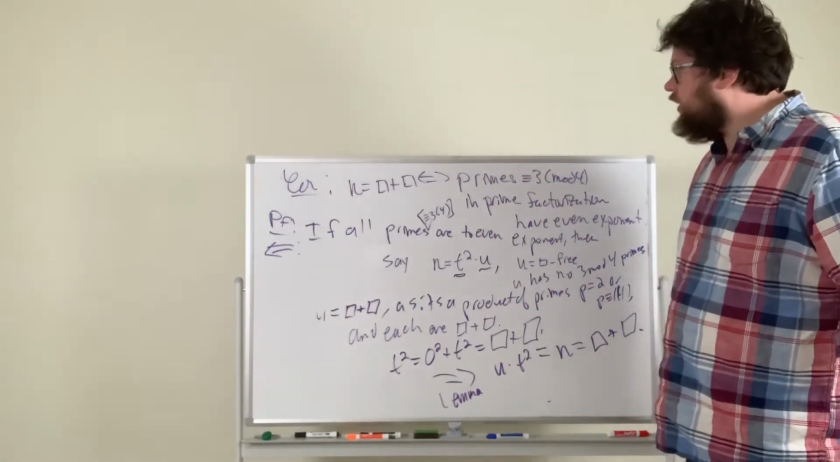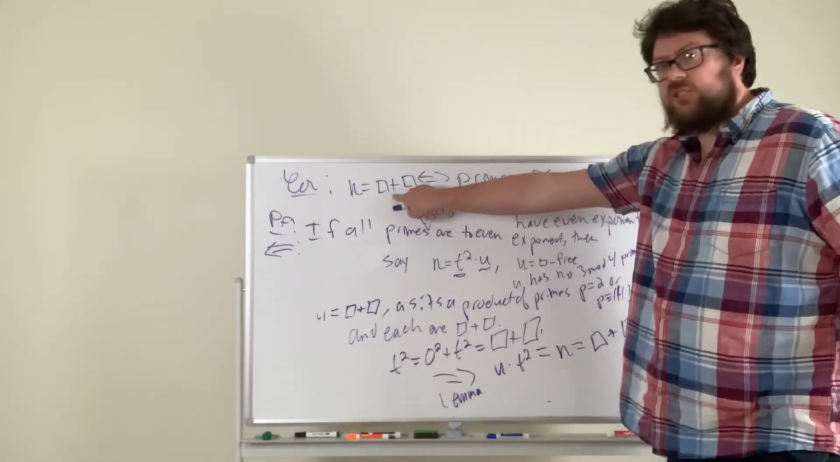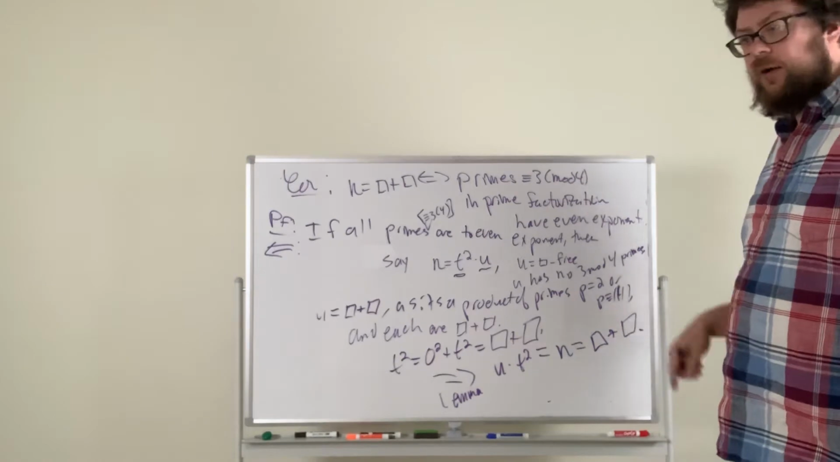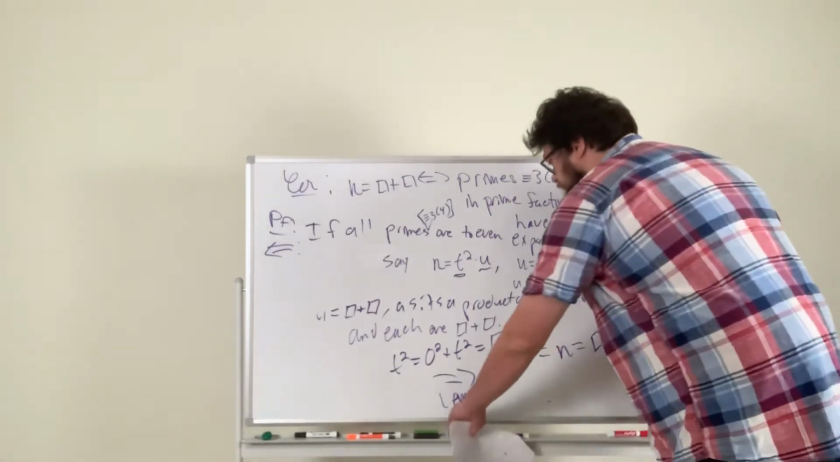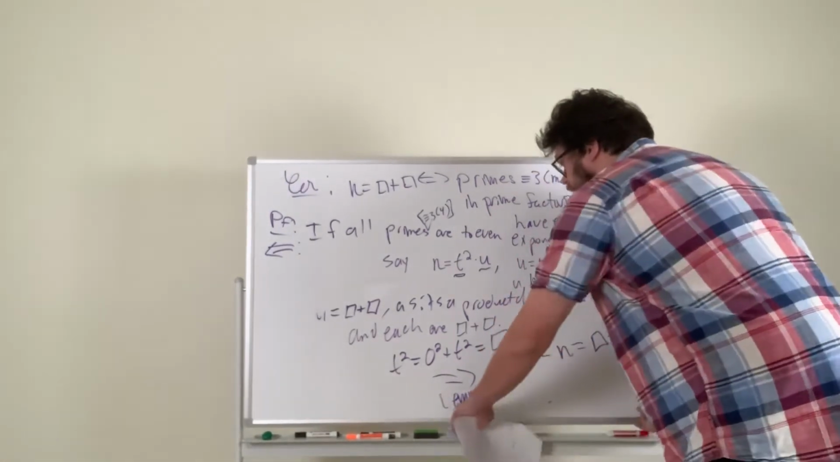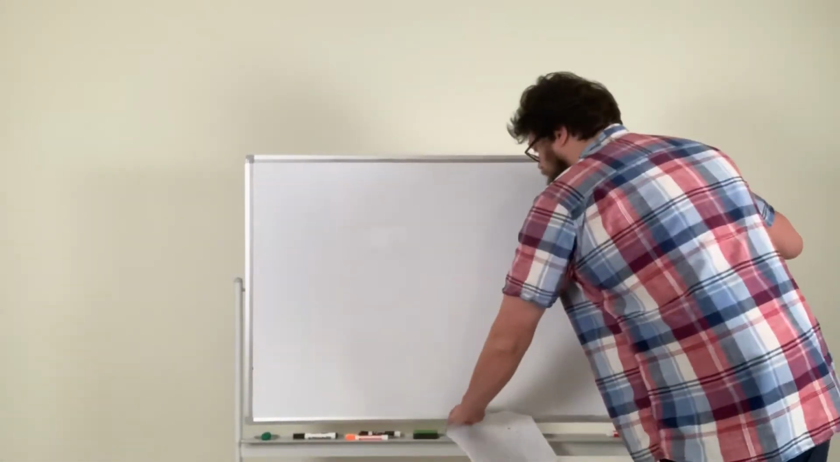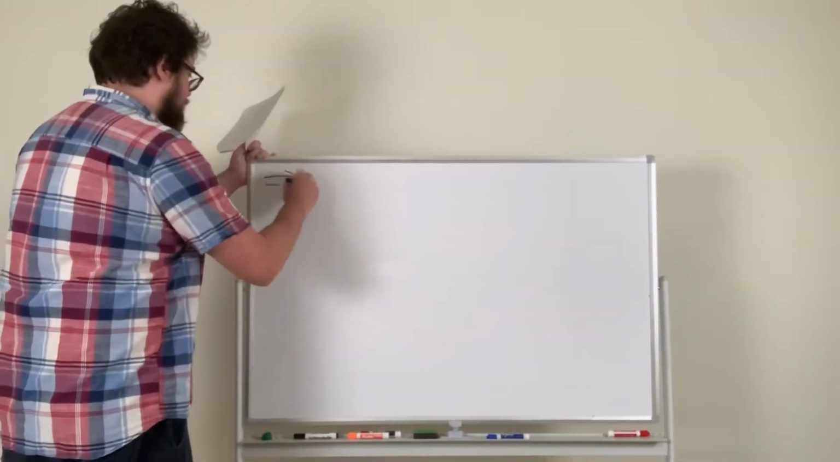All right. So the other direction is that if n is a sum of two squares, then it has all primes that are 3 mod 4 in its factorization, all of them occurring to even exponents. All right, so let's do right implies left.